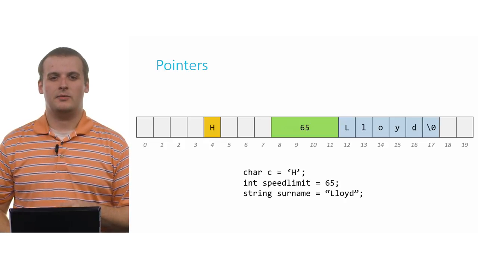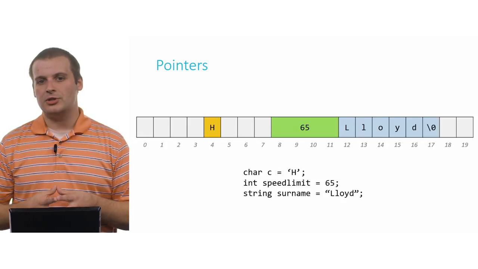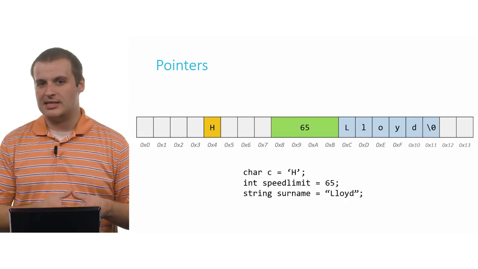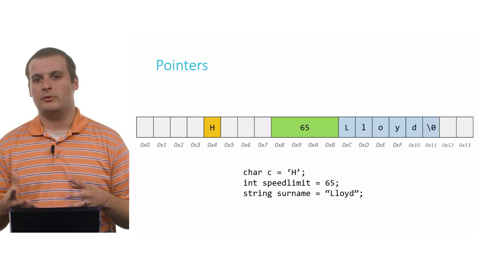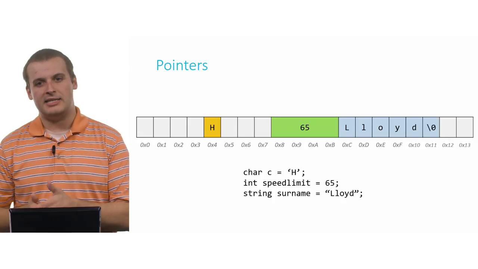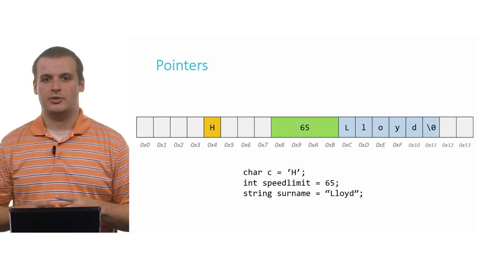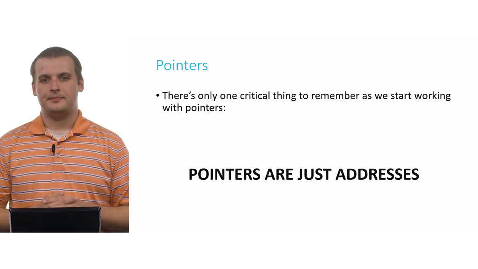And just to be particularly pedantic here, when we're talking about memory addresses, we usually do so using hexadecimal notation. So why don't we convert all of these from decimal to hexadecimal notation, just because that's generally how we refer to memory. So instead of being 0 through 19, what we have is 0x0 through 0x13. Those are the 20 bytes of memory that we're looking at in this image right here.